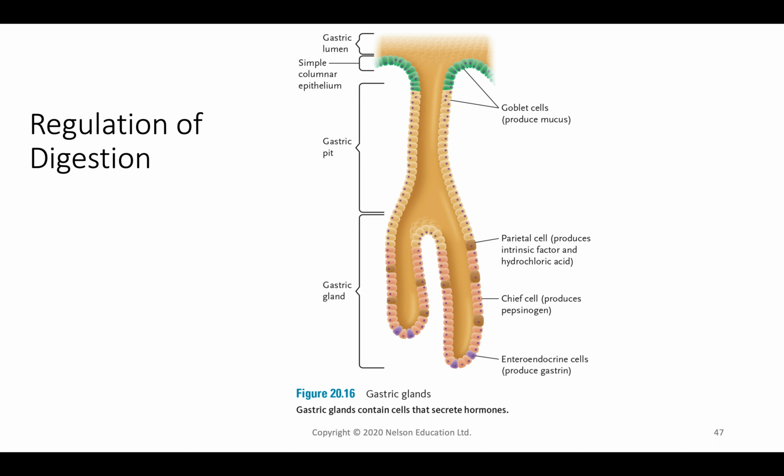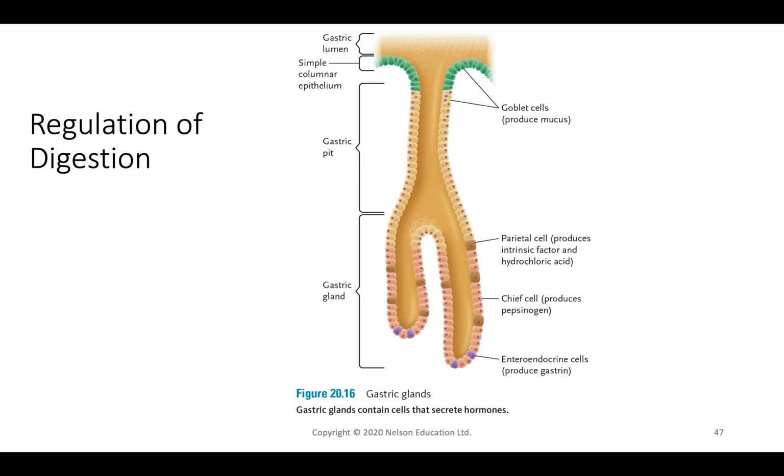All right, so this is what gastric glands look like. These gastric glands here are going to have pits. At the bottom of them, we're going to have regions that are called the enteroendocrine cells that produce gastrin. Coming up the sides, we have chief cells that produce pepsinogen, and we have the parietal cells. Remember, the parietal cells are going to produce intrinsic factor and hydrochloric acid.